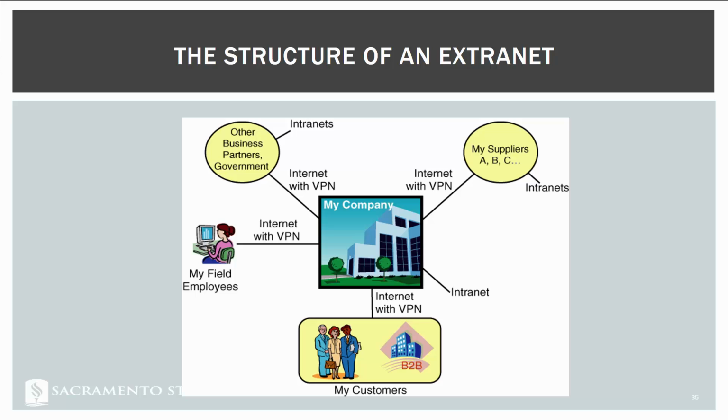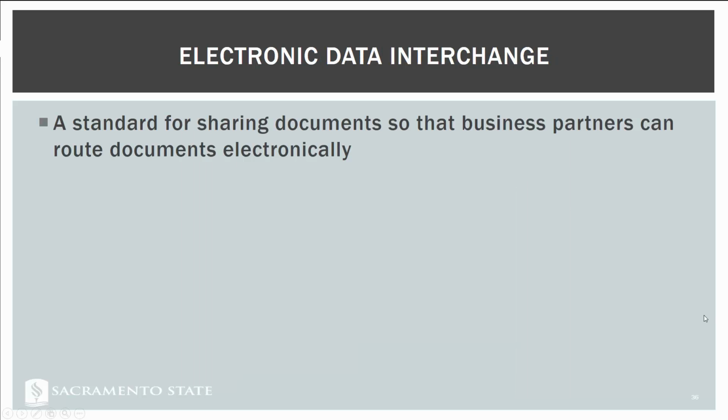We also, on the upper right-hand side, may have our suppliers. So here's an example like the Walmart one, where our suppliers may be able to connect through this extranet with our internal databases over VPN or other technologies. All right, and the other items I'm less concerned with at this point. But that's an extranet. Let's now talk about EDI, or electronic data interchange.